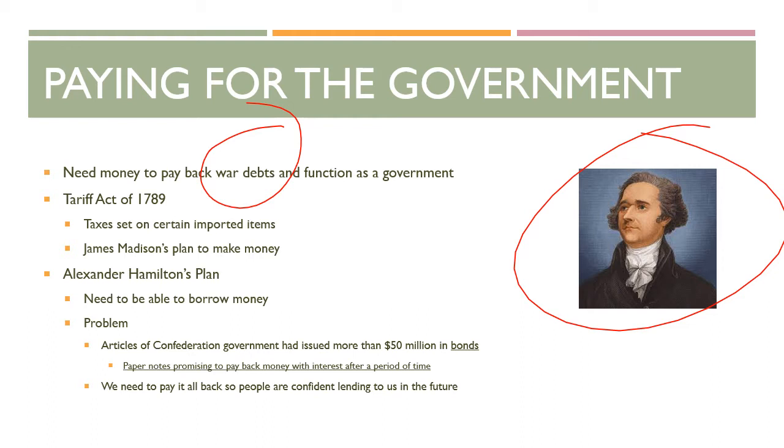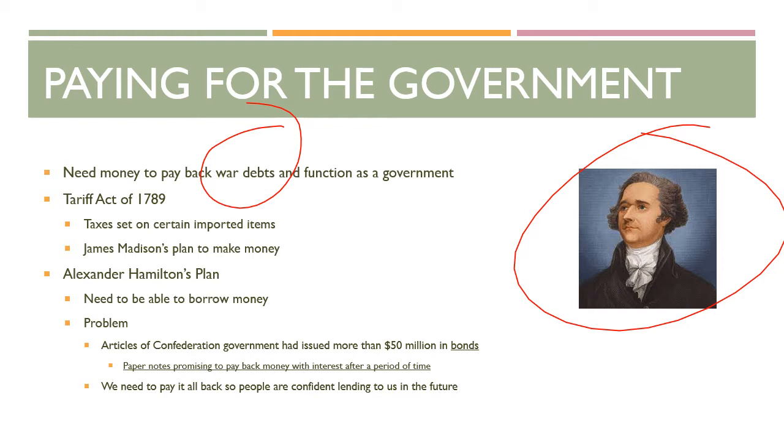The Tariff Act of 1789 was just those tariffs that we've already talked about before and why you need those. They were just taxes that were set on certain imported items, so that you could make some money off of charging other countries to sell their goods in our country. All right. And so that was James Madison's main plan to make money.